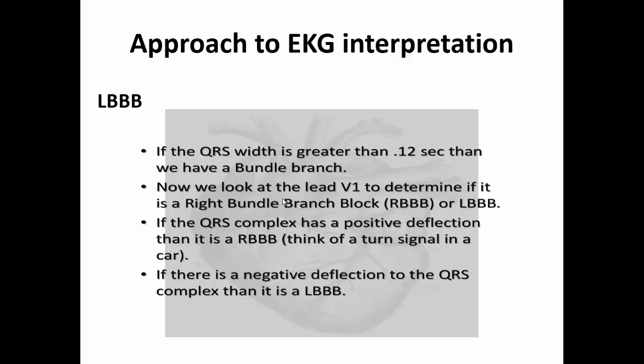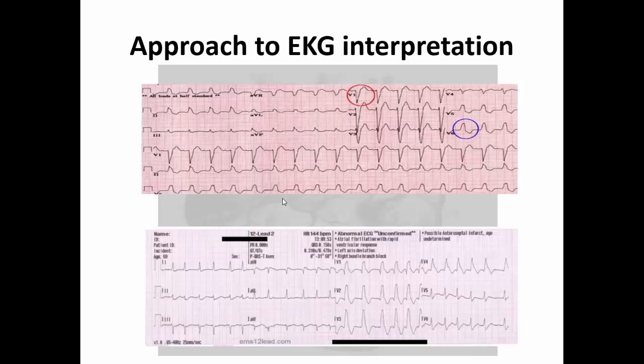When you take a look at lead V1, that's the normal lead we use to decide whether it's a right bundle branch block or a left bundle branch block. So if the QRS is greater than 0.12 seconds, again that's 3 blocks, and the net deflection is upright in lead V1, then it's a right bundle branch block. If the net deflection is downward, then it's a left bundle branch block.